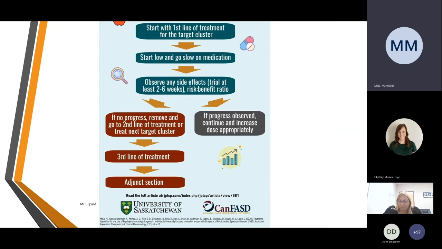Depending on the improvement, as you can see on the right of the screen, if there is some progress and there is improvement, then dose escalation can proceed. If, however, there is no progress or significantly minimal progress, there is a place to consider cluster 2 or move on to the second line of treatment once you have reached an adequate level of medication. Side effects will always be a risk, improvement in function will be a benefit, and that needs to be calculated all the time.